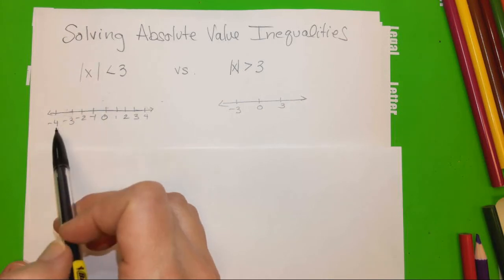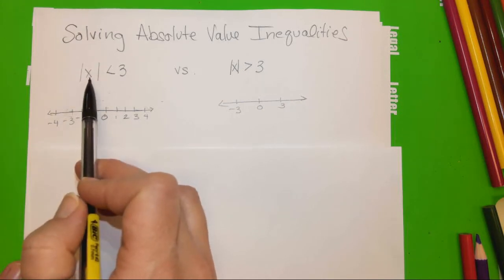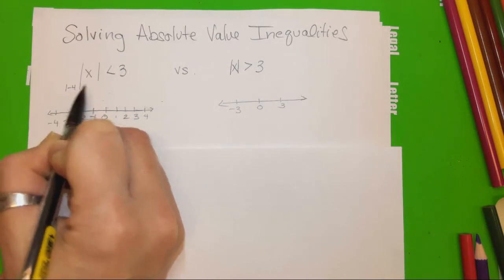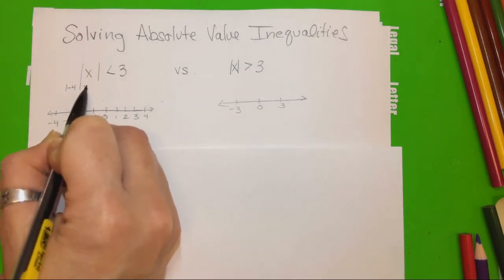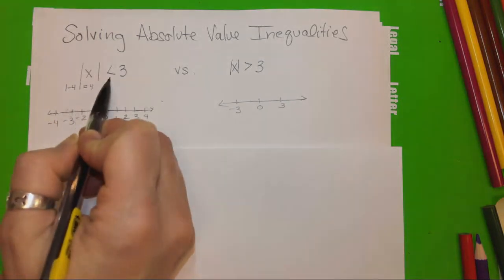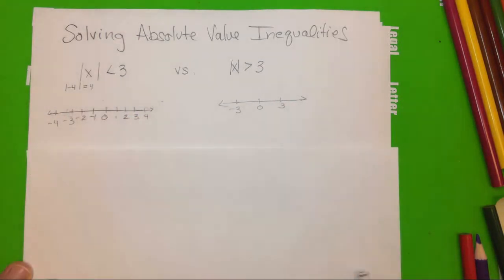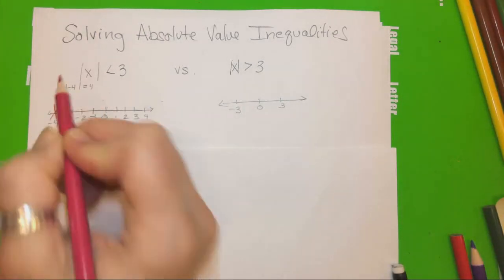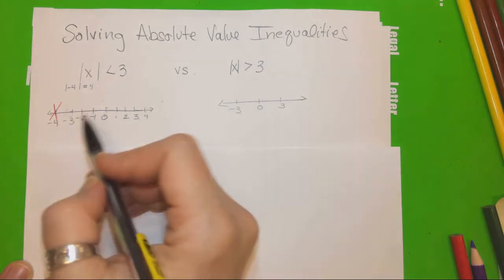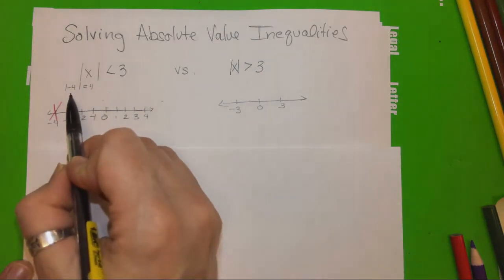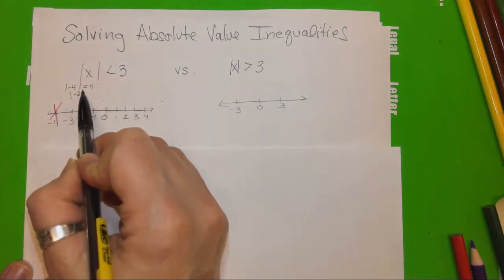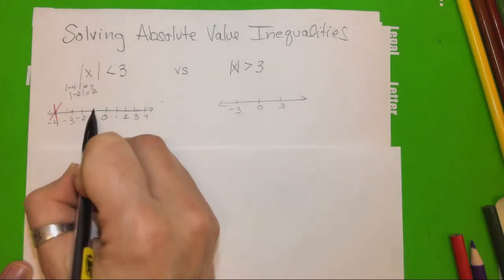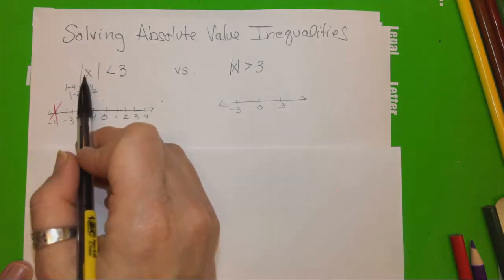So say I were to put -4 in here, and I had the absolute value of -4. Well, the absolute value of -4 is equal to 4. Is 4 less than 3? No, it's not. So -4 does not work. Well, what about -2? Does -2 work? The absolute value of -2 is equal to 2. Is 2 less than 3? Yes, it is.